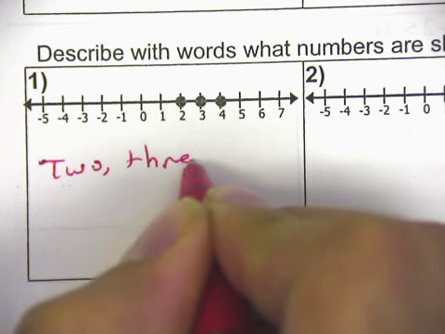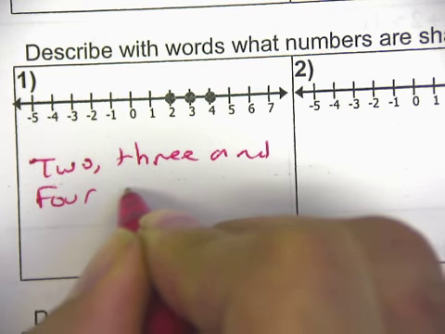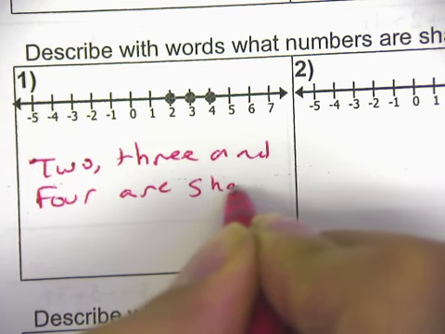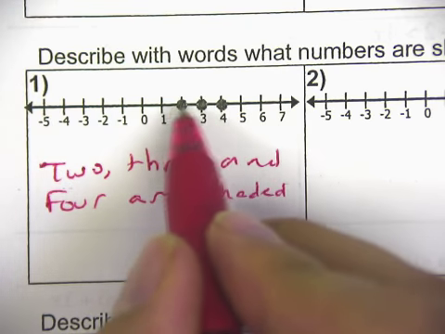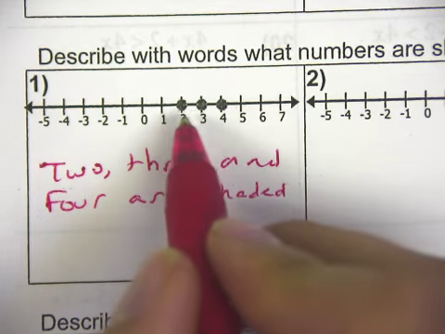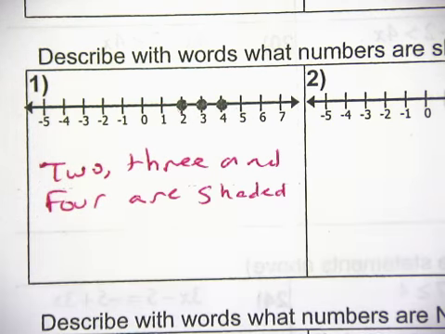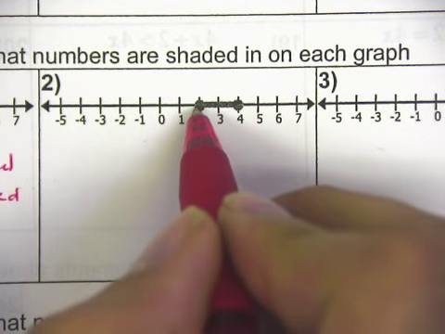Let's look at number 2. On number 2, we have 2, 3, and 4, but we also have all of this shading in between. So here are numbers like 2.1 or 2.34 or 3.56921841992. Every single value between 2 and 4 is shaded in. So here we would say that all of the values from 2 to 4 are shaded.